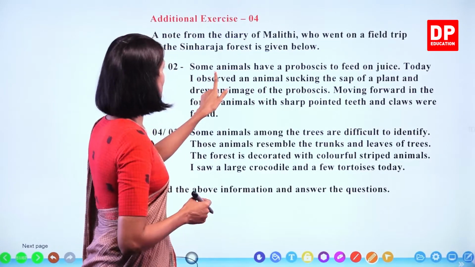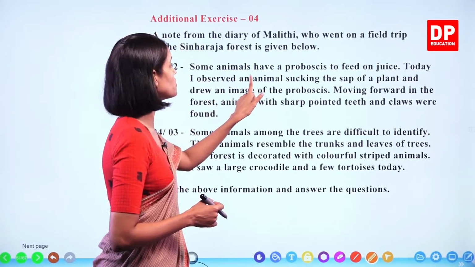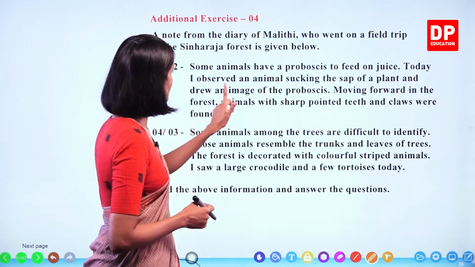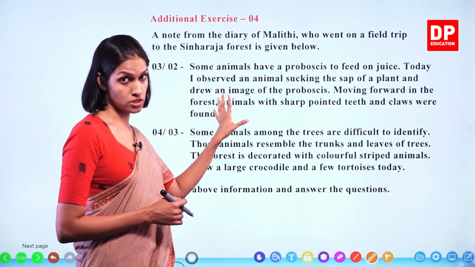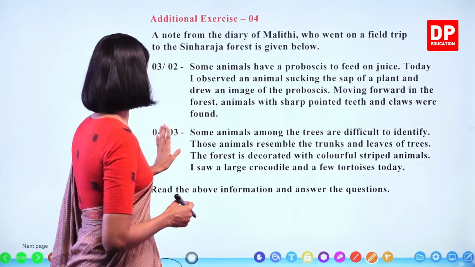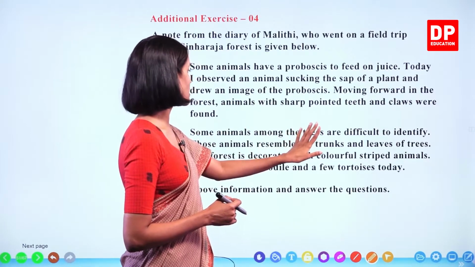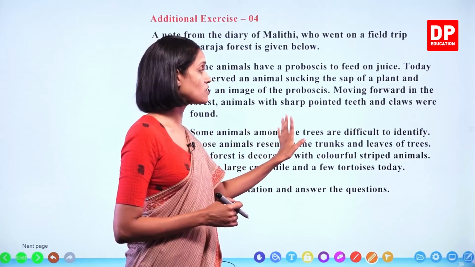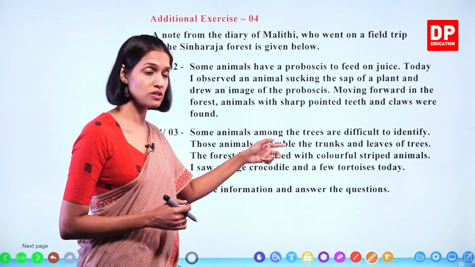Today I observed an animal sucking the sap of a plant and drew an image of the proboscis. Moving forward, in the forest, animals with sharp pointed teeth and claws were found. Okay. Next one. Some animals among the trees are difficult to identify. Those animals resemble the trunks and leaves of trees. What do you think of this, children? This must be camouflage, right?